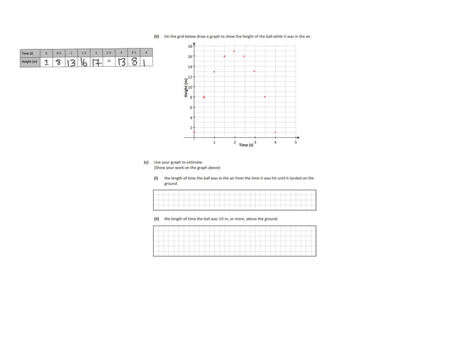Now we've plotted all the points, so the next thing we can do is draw the graph. You'll be doing this all in pencil. And that's the graph. That's part B(ii) done, so we've just drawn the graph, that's perfect.